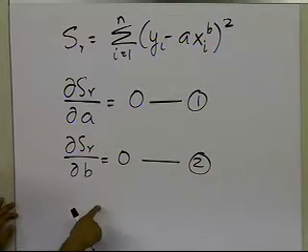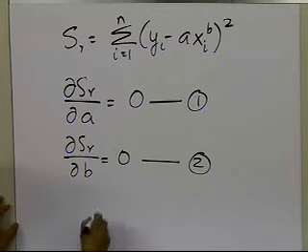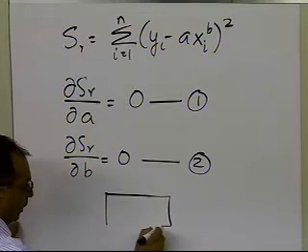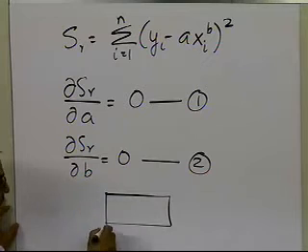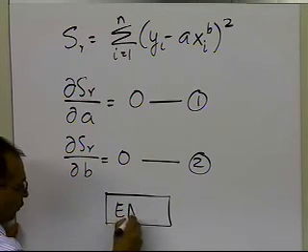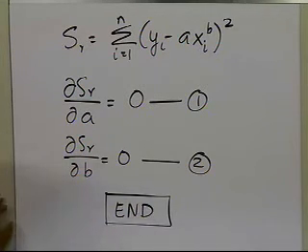Once you solve those two equations in two unknowns, A and B, you will be able to find out what A and B are. In the next segment, I will show you what kind of expressions we get for A and B when we try to simplify it. And this is the end of this partial segment.